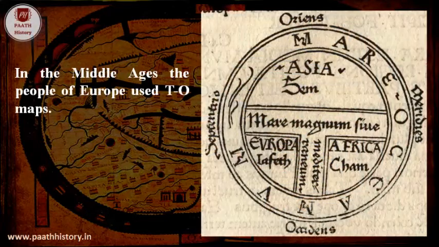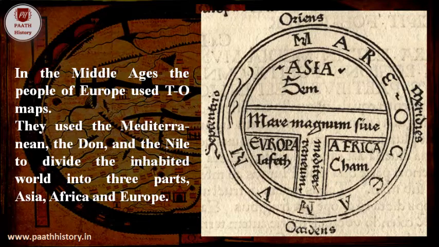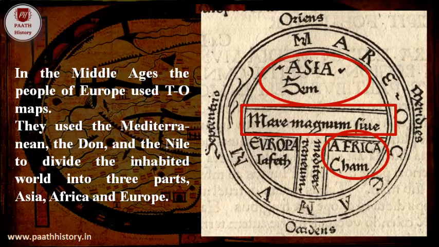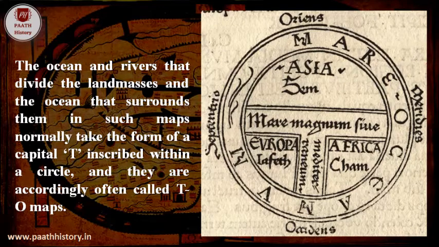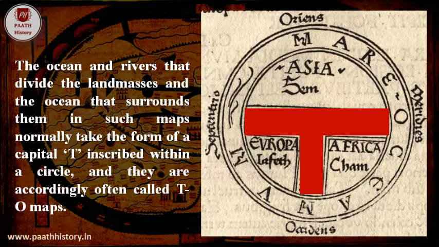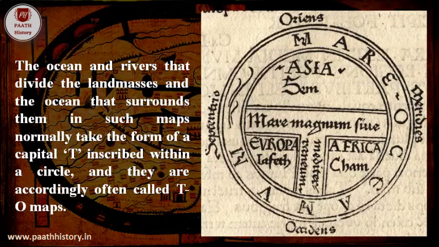In the Middle Ages, the people of Europe used TO maps. They used the Mediterranean, the Don, and the Nile to divide the inhabited world into three parts: Asia, Africa, and Europe. The ocean and rivers that divide the land masses, and the ocean that surrounds them in such maps, normally take the form of a capital T inscribed within a circle, and they are accordingly often called TO maps.